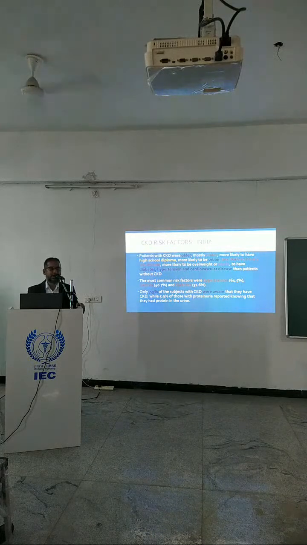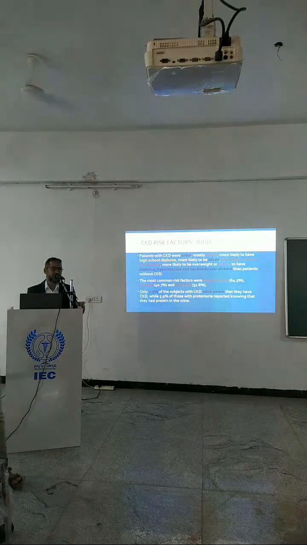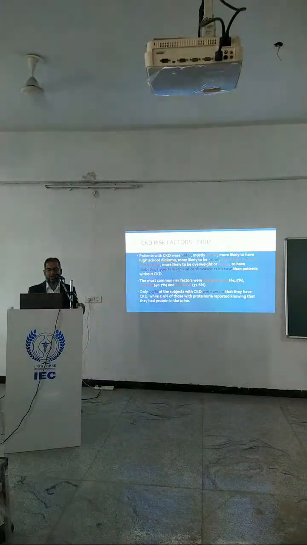So all those who have these factors are more likely to develop CKD. The odds of development of CKD will be higher among people who have all these characteristics. The most common risk factor is hypertension in 64% of the cases, anemia 40%, and diabetes 21% of the cases. Only 7.9% of the subjects with CKD were aware that they have CKD.